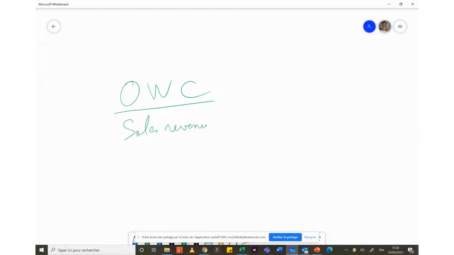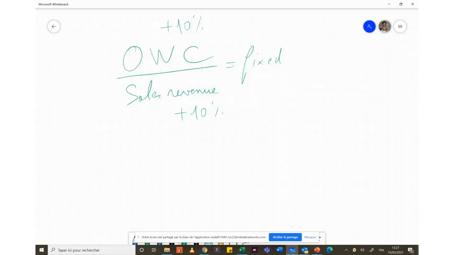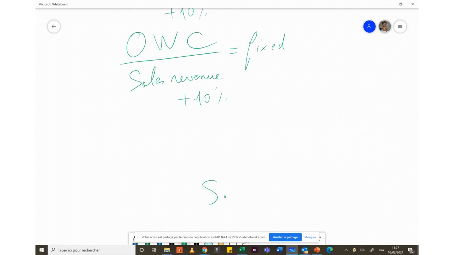So we are very interested by this ratio, operating working capital divided by the sales revenue. In the short term, we can suppose this ratio is fixed. So in this case, when you increase the sales revenue by 10%, you also increase your operating working capital by 10%. So this is a good relation. Because you increase your sales revenue, you should increase your operating working capital. This is a normal relation.